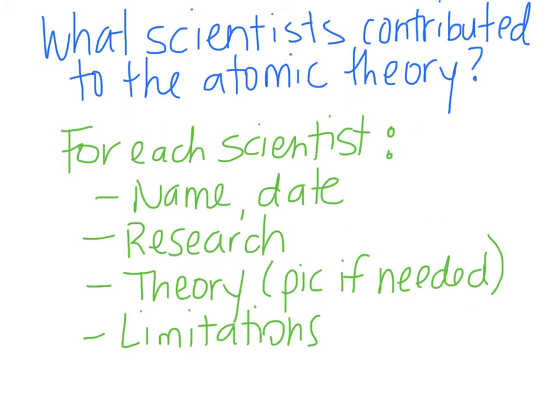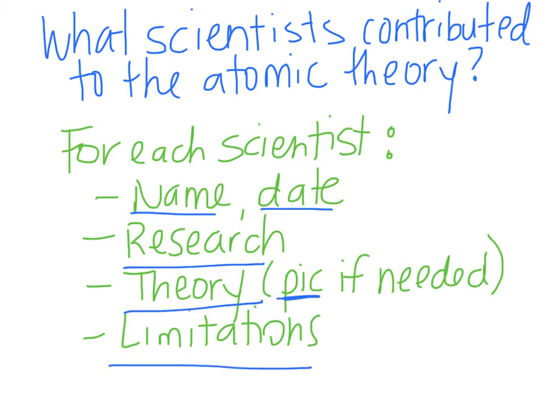Okay, so there's one question we're going to be answering throughout this whole video. It's what scientists contributed to the atomic theory. So I'm going to go over 5 scientists, and for each one I want you to write down their name and the date when they made their discovery, what their research was, if it was some sort of experiment, what their theory of atomic structure is, if you want to draw pictures you can, and then what are the limitations of their models.